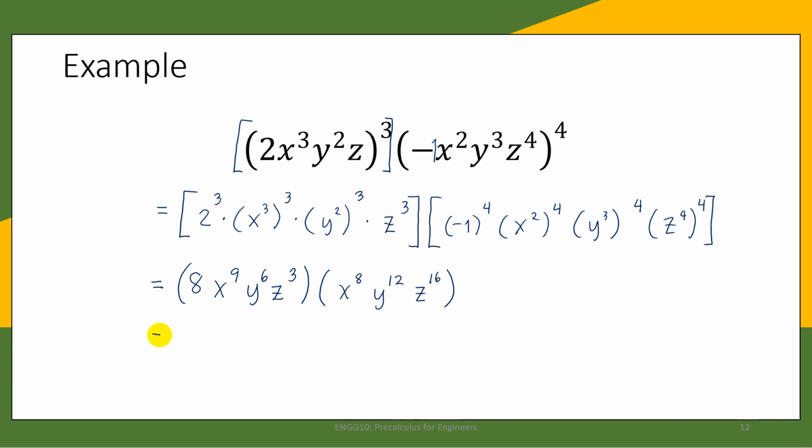Then we can multiply now the two expressions together. So 8 times 1 is 8. X raised to 9 times x raised to 8 is x raised to 17 because we need to add their exponents together. Y raised to 6 times y raised to 12 is y raised to 18. Z raised to 3 times z raised to 16 is z raised to 19. Therefore, the answer for this problem is 8, x raised to 17, y raised to 18, z raised to 19.